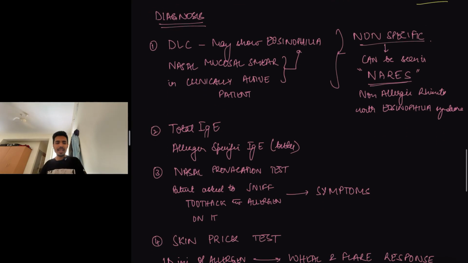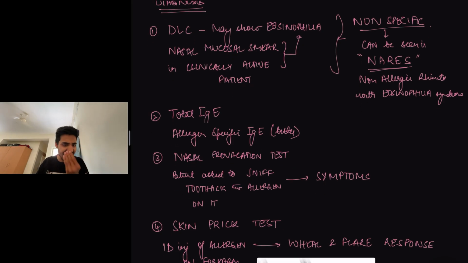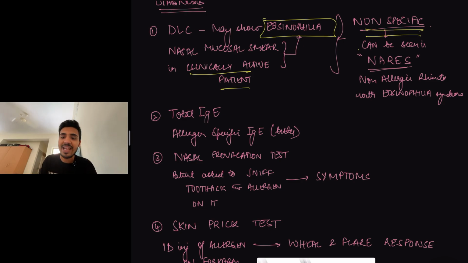Then let's go to the diagnosis. Now, diagnosis, see here I've written very, very long, but just basic things you need to remember is, you'll take the nasal mucosal smear. When the patient is having symptoms, when the patient is clinically active, what will you see? You'll see a lot of eosinophils, eosinophilia. Always allergy is associated with eosinophilia. But eosinophilia is non-specific. Just because you see eosinophilia, it does not mean it is allergic rhinitis. There is something known as NARES, non-allergic rhinitis with eosinophilia syndrome. You have to be aware of that.